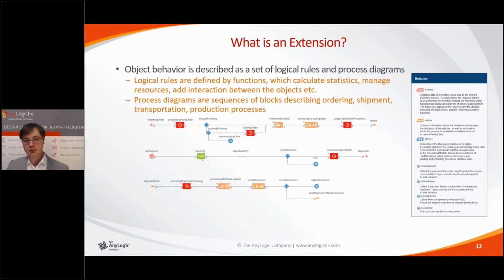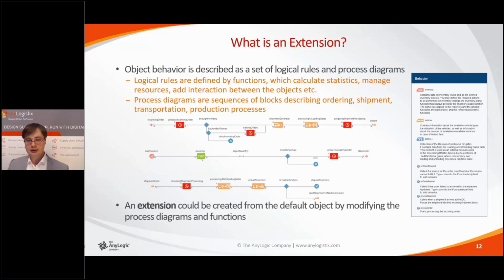And they could be quite simplistic, modeling just a simple delay, for example, or a bit more complex. For example, this block here models the whole processing at loading gates. And the process itself for the order, you can see from here, very straightforward, from left to right. We have an incoming order which is processed. Then we see if we have enough inventory, and if we do, we will send it to the shipment department. We will process shipment at loading gates, and then it will depart to its destination. And an extension is an approach where you take this default object and modify or extend its diagrams, its functions, or even create a whole new behavior, which is not there by default.